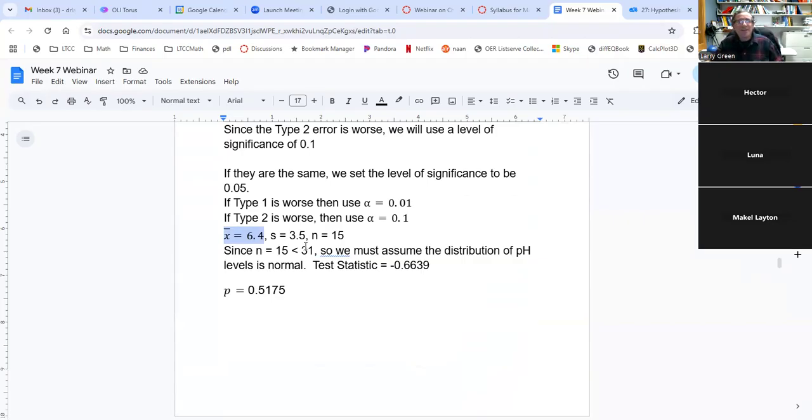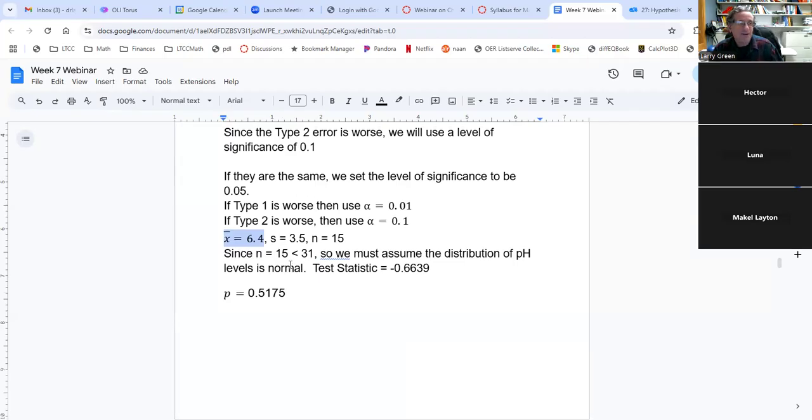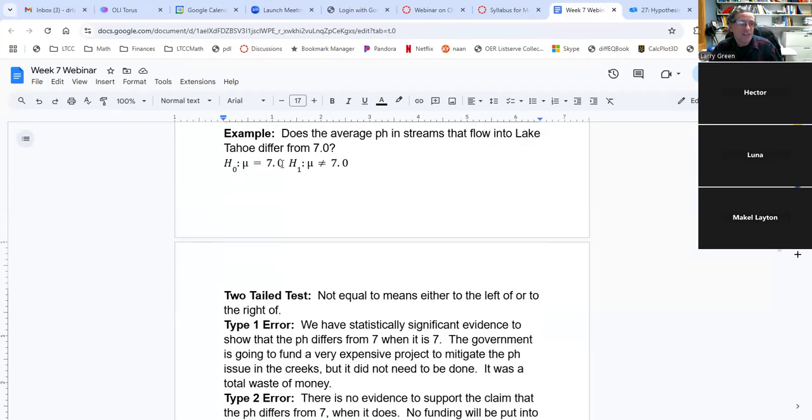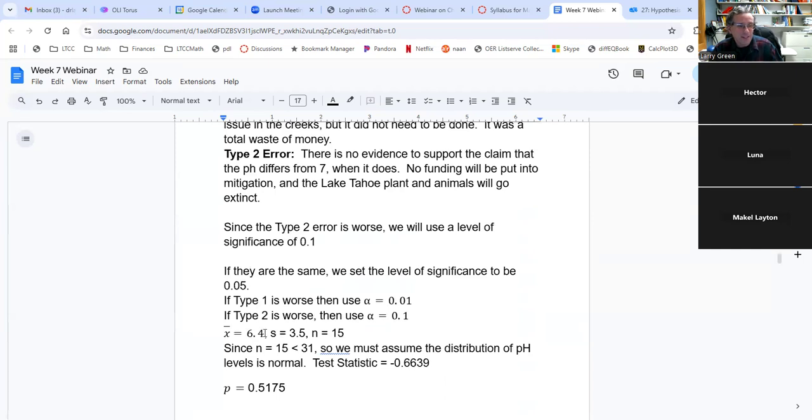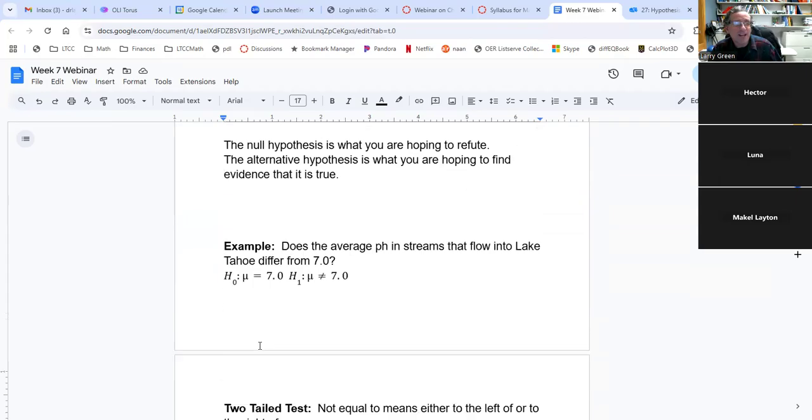Okay, I don't see it, so let me tell you. 6.4, sorry, is 0.6 below 7, right? Because our null hypothesis is mu is 7. 6.4 is 0.6 below the mu naught, or the 7. So it's a two-tailed test.